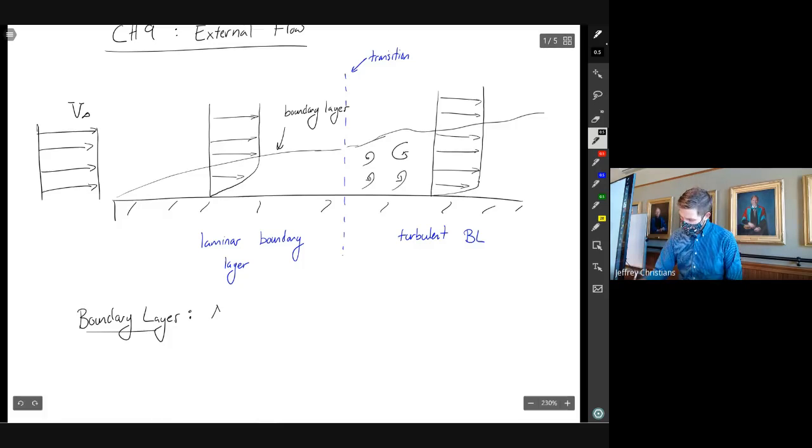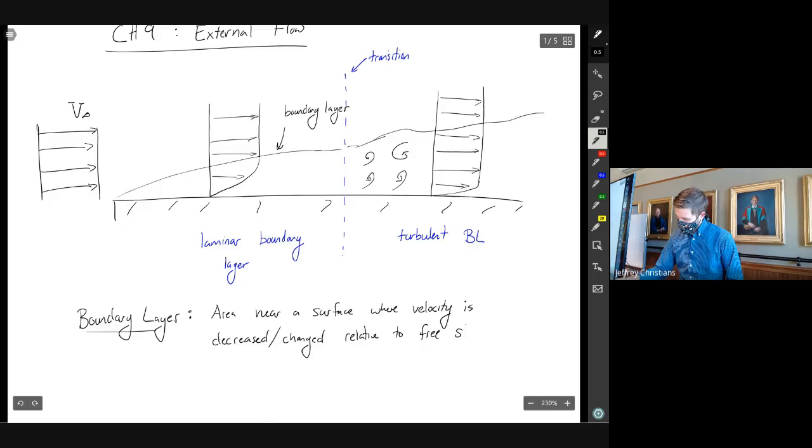So a boundary layer is just the area near a surface where velocity is decreased or changed relative to the free stream. So it's the area that we've felt the effects of there being a surface there.